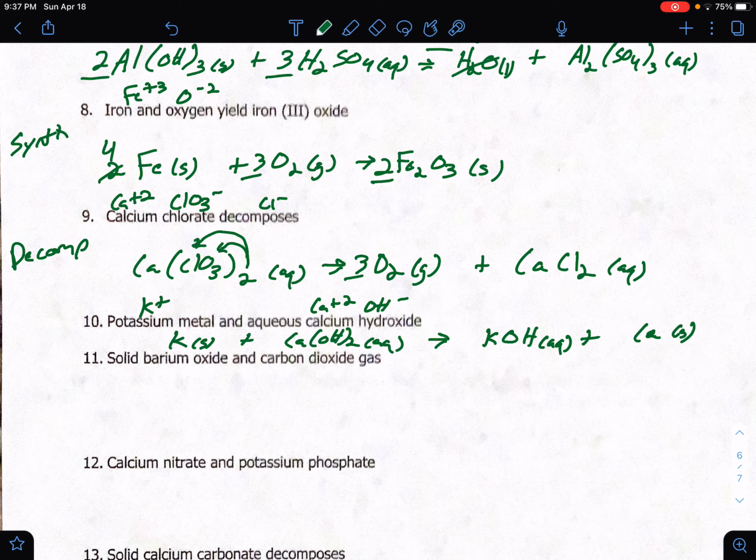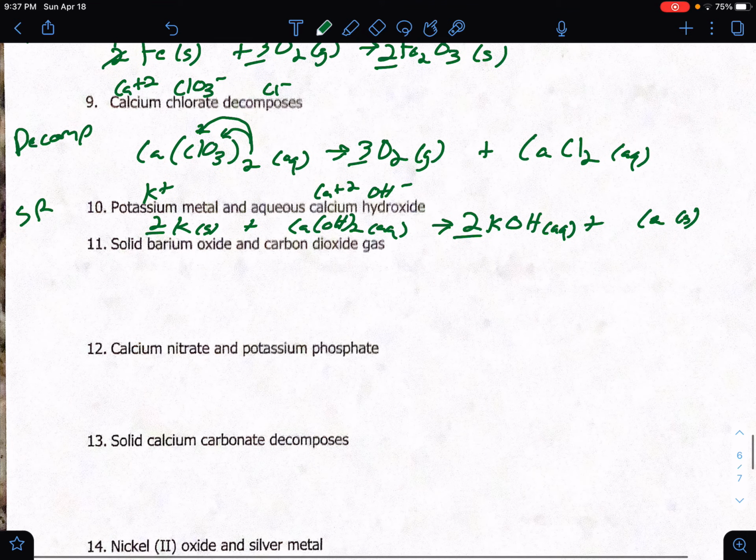So K is 1. I have 1 K on the right. I have 1 calcium on the left, 1 calcium on the right. I have 2 oxygens and 2 hydrogens on the left. So that means I'm going to multiply this by 2, which gives me 2 KOH. So that fixes my oxygens and my hydrogens, but that changed my K again. So that means I have to put a 2 right here, and this one's done. So I had a single taking another place and giving me a single. So this is single replacement.